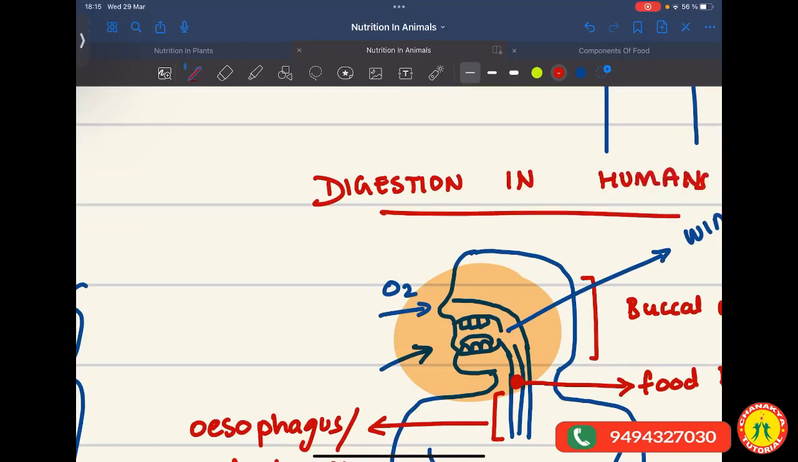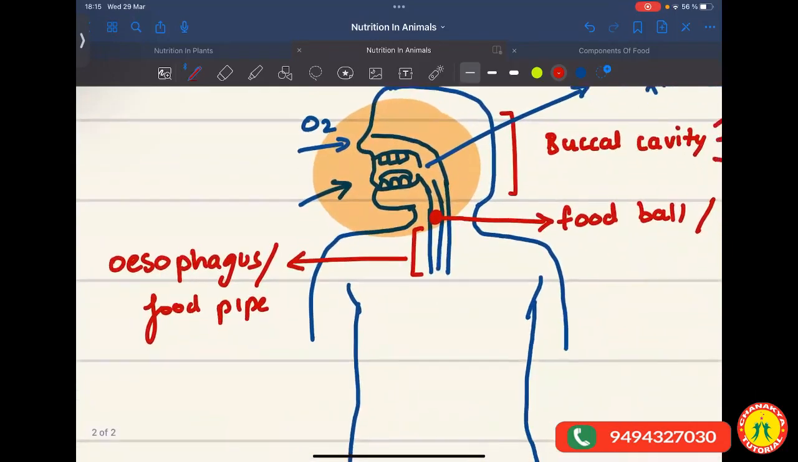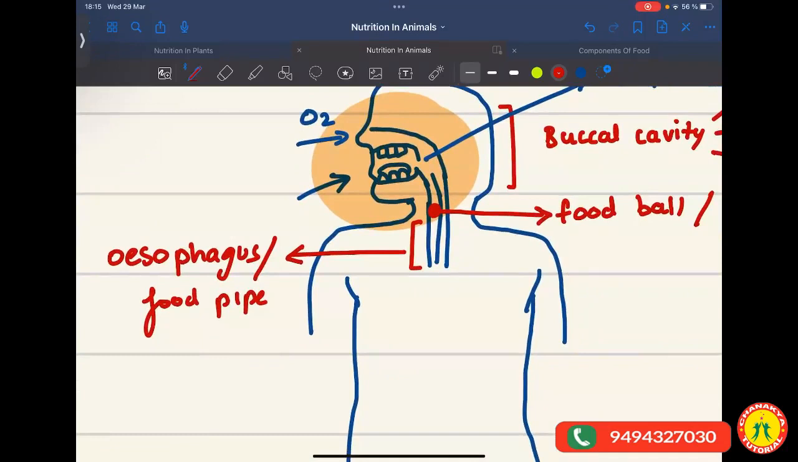So we take in food through our mouth, and then we digest it and then we utilize it. The unused parts of the food are defecated. That means they are removed from our body. That is the part of the food that is unused. The unused part of the food is defecated.